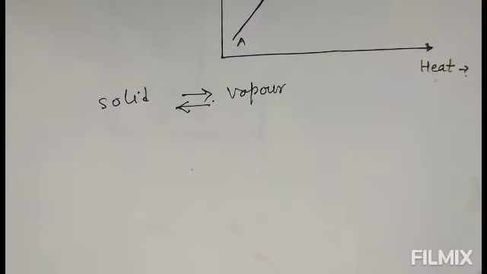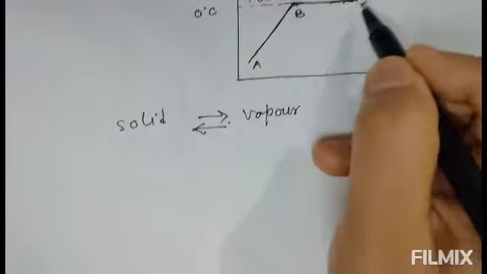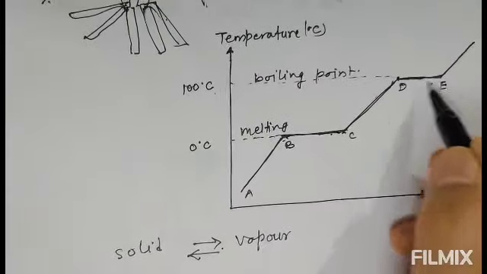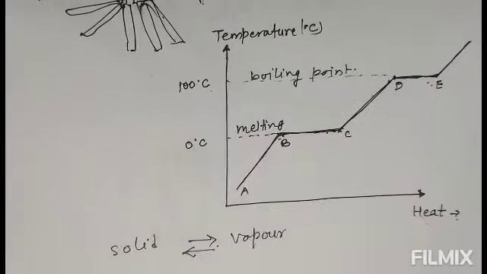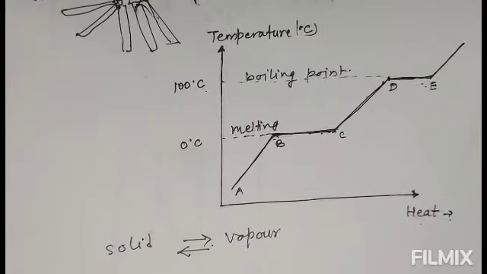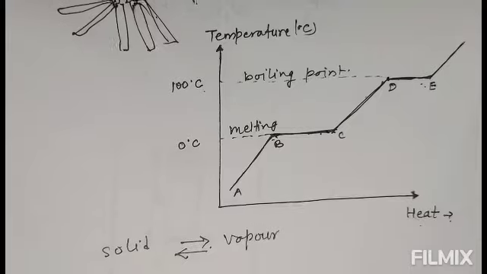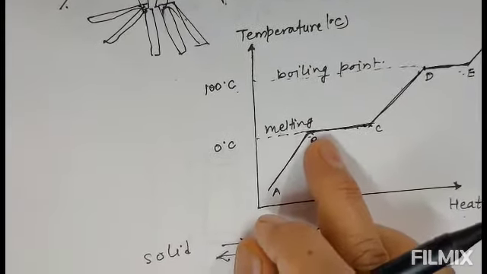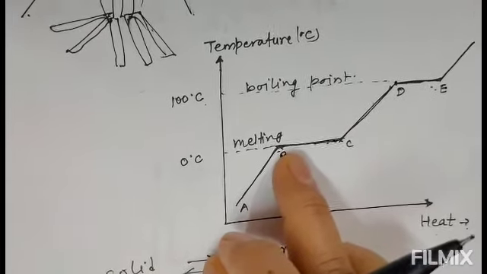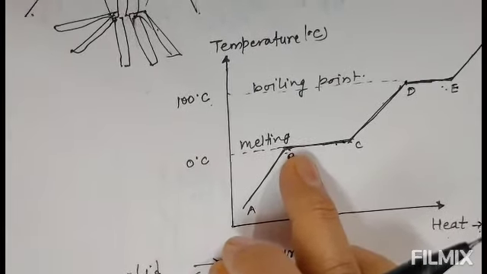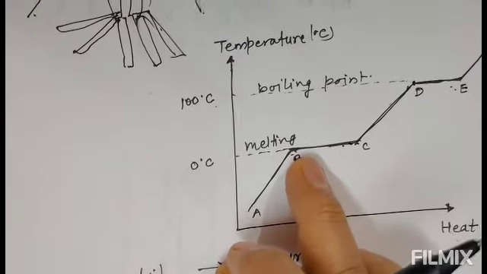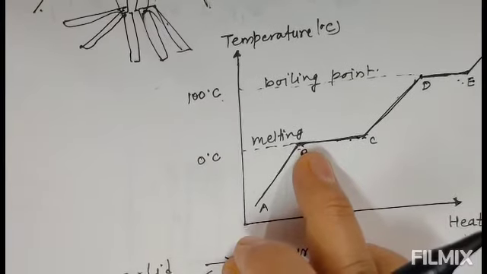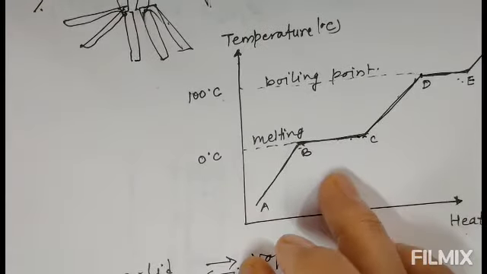Now the question is this: you will find here in the graph BC the temperature is constant, and in the graph DE the temperature is constant. That means even though we are supplying heat here, the thermometer cannot measure this heat, and this heat is called the hidden heat or the latent heat. So we define the latent heat of a substance as the amount of heat energy required to change the state of unit mass of a substance from solid to liquid or from liquid to gas vapor without any change in temperature.